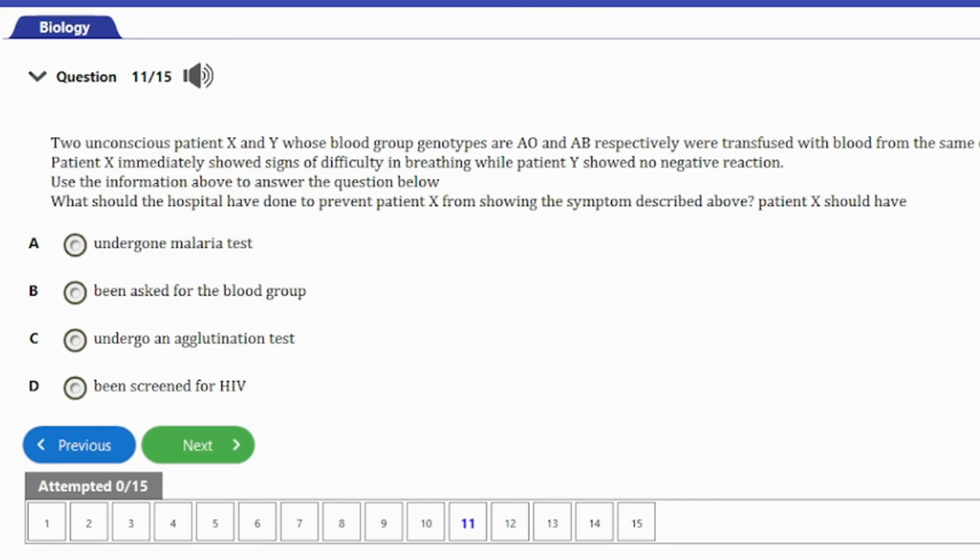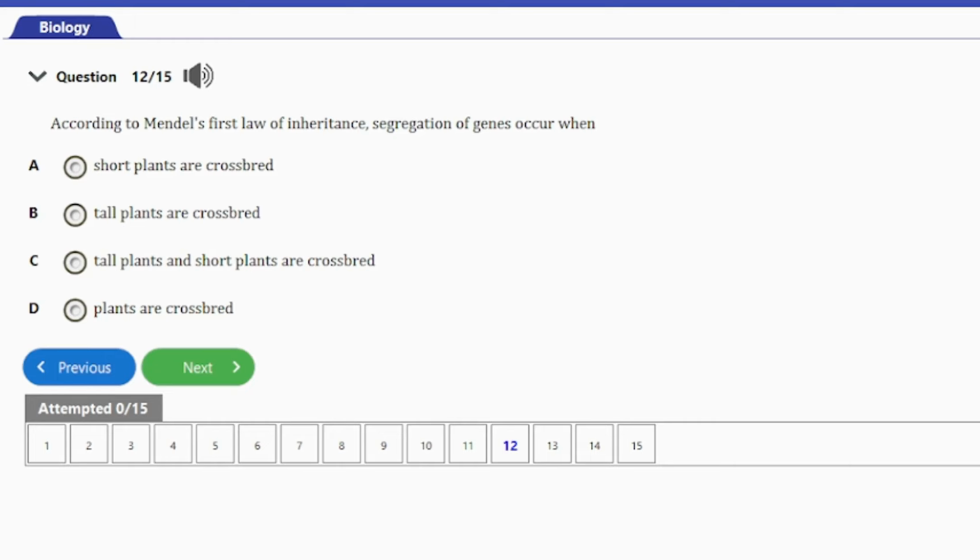So that's it for that question. Option C is the answer. Let's consider the next question.